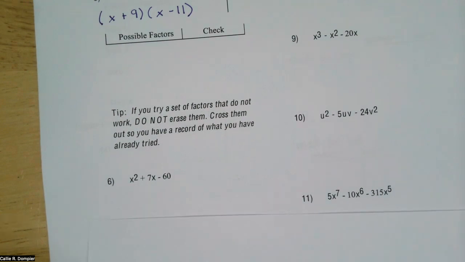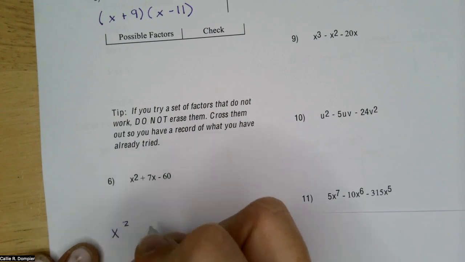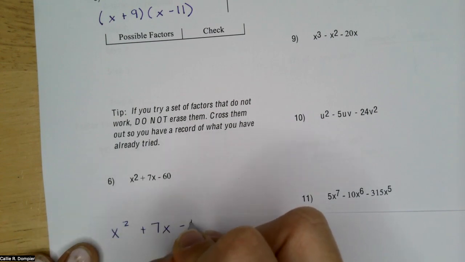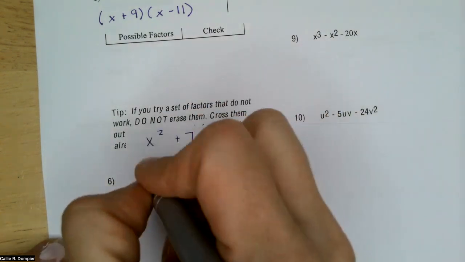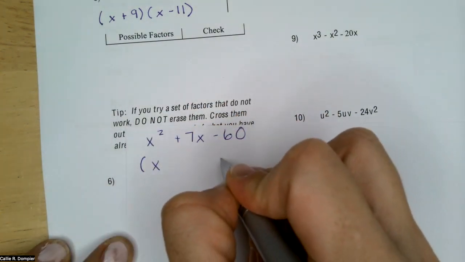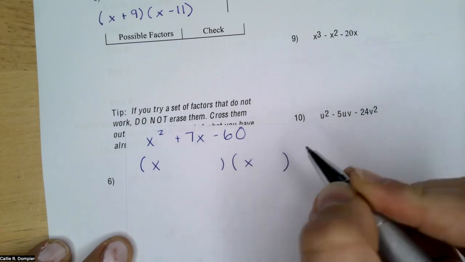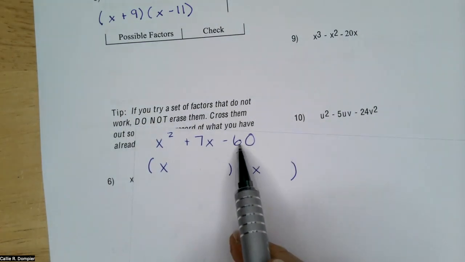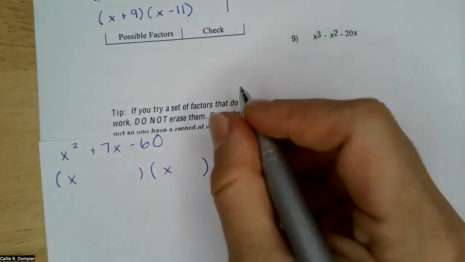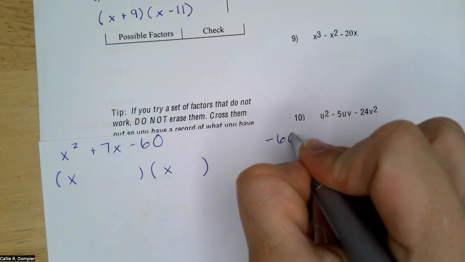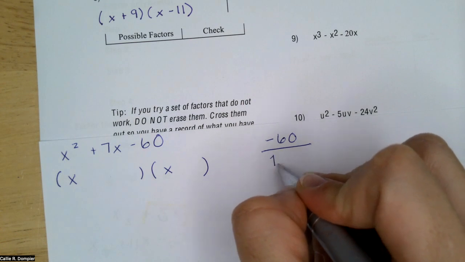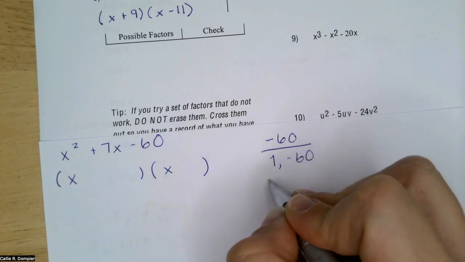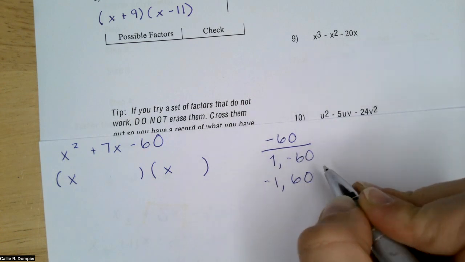So, again, x squared plus 7x minus 60, because this is a 1x squared, we've just got x times x, and we have to decide what goes here. We need to find the factors of negative 60. Again, just start with 1. Negative 60 divided by 1 is 1, negative 60. Also negative 1, positive 60.